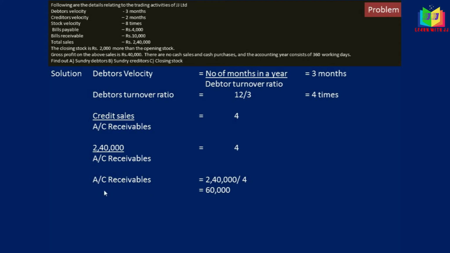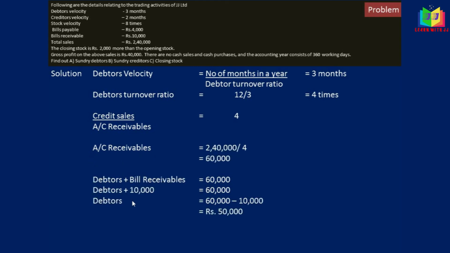And this accounts receivables is nothing but bills receivables plus debtors. Okay, so bills receivables plus debtors equal to 60,000, and here bills receivable was given, that is 10,000. So we can easily find out the value of debtors. Okay, if this 10,000 comes this side, we'll get the value of debtors, that is 50,000. Okay, and next we have to find out the closing stock, because we need to know what is the purchase. For that we have to know the closing stock.